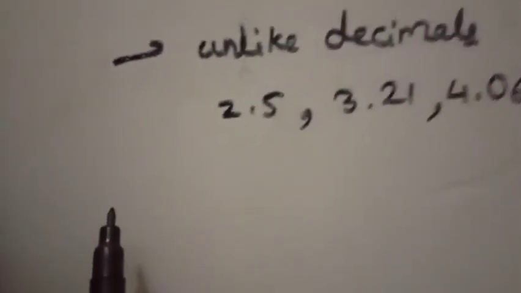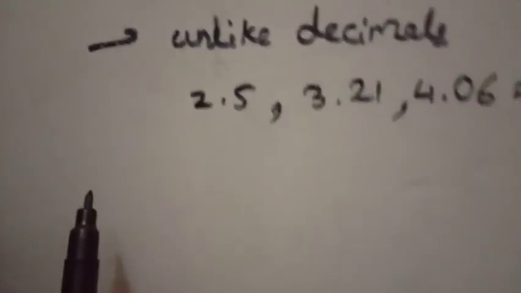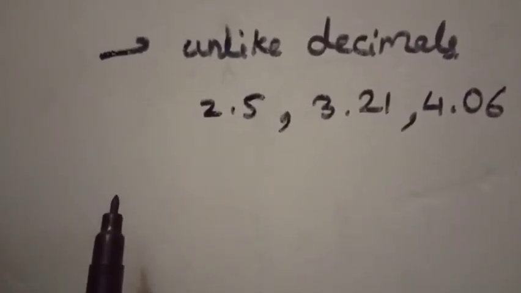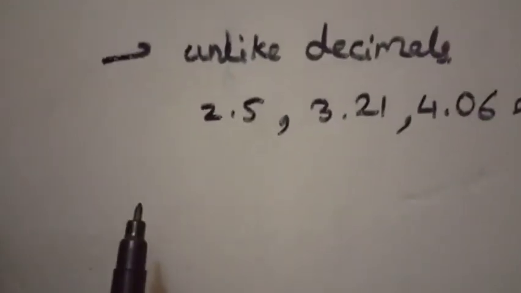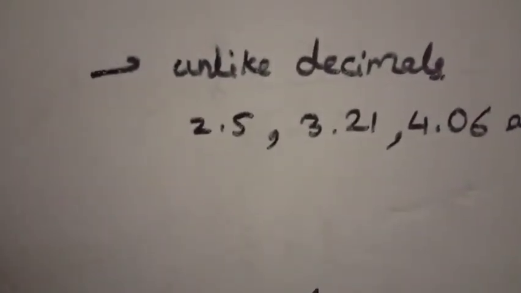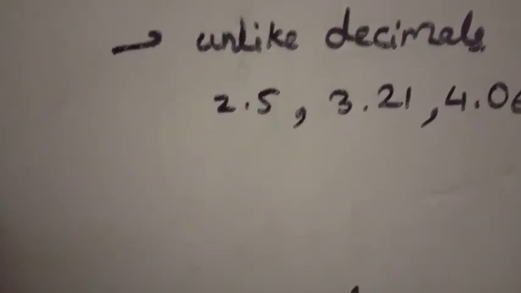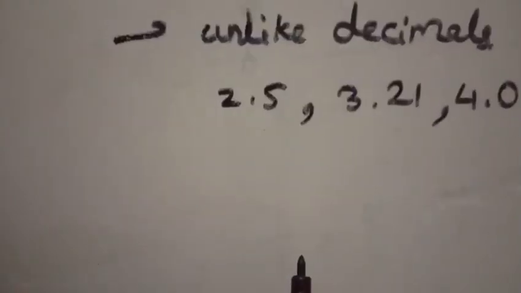Now, while adding or subtracting two or more decimals, write the decimal numbers one below the other in such a way that the decimal point of one number lies directly below the decimal point of the other. Now add the numbers as usual. Okay, these are some points of decimals.